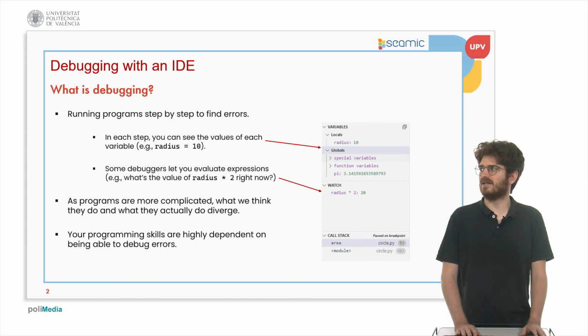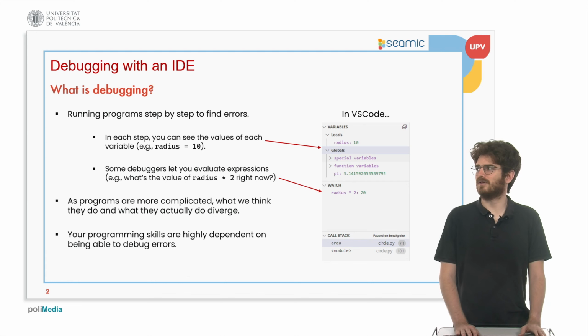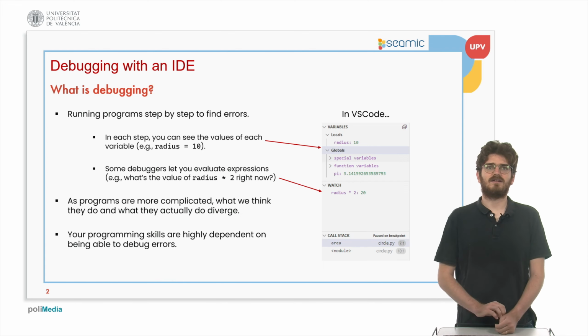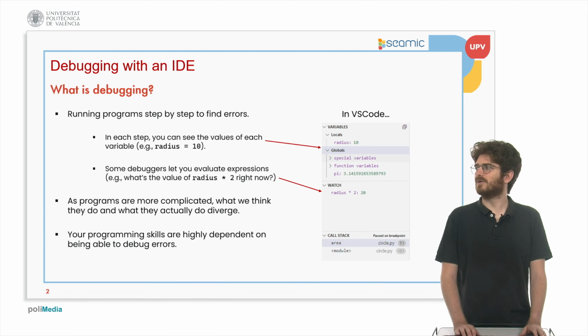So for example, in this case, we can see this is the VS Code interface. Radius is equal to 10. And we have also a global variable called pi, possibly imported from math, that has the value 3.141592, etc. And some debuggers can let you evaluate expressions. So for example, instead of having to compute what's the double of the radius every time, we can see that we set a watch down here, and the radius times 2 is 20.